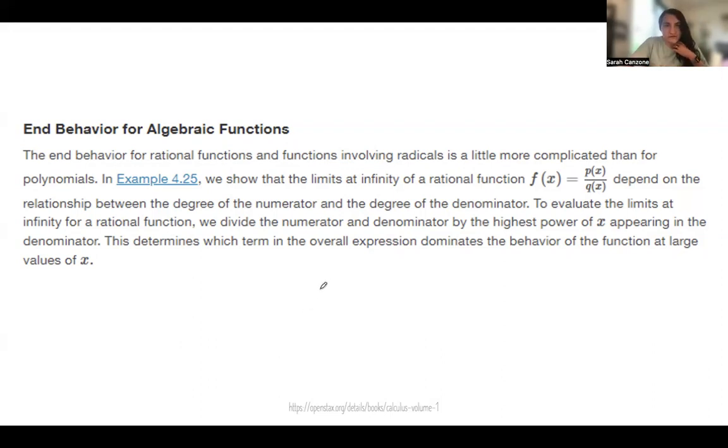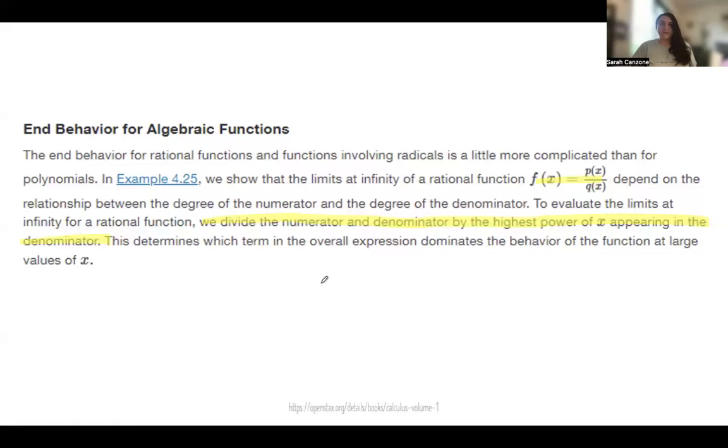We're not going to use those now. We're going to use our calculus techniques to find the answer. So let's go ahead and take a look at this. We want to look at limits at infinity of rational functions of this form, and we're going to consider the degrees of the numerator and the denominator. In particular, we divide the numerator and denominator by the highest power of x appearing in the denominator.